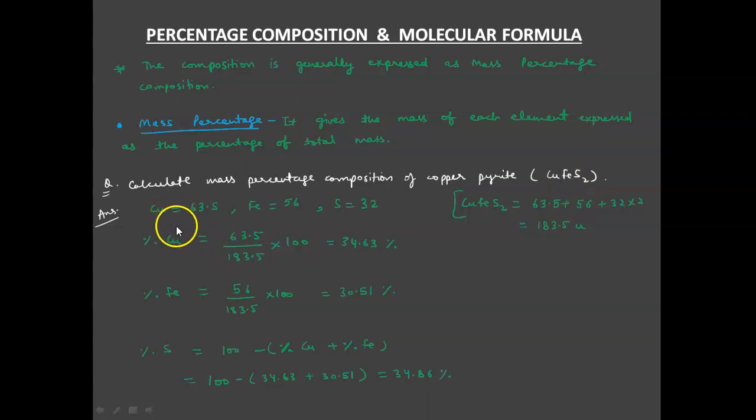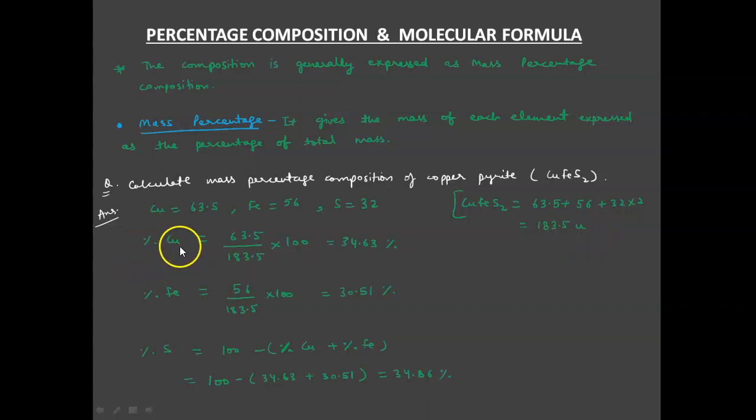So first of all we should know the atomic masses of each element. Copper is 63.5 u, for iron it is 56 u and for sulfur it is 32. So calculate here the total molecular mass of the compound: 63.5 plus 56 for iron plus 32 into 2. This comes out to be 183.5 u. So this is the formula.